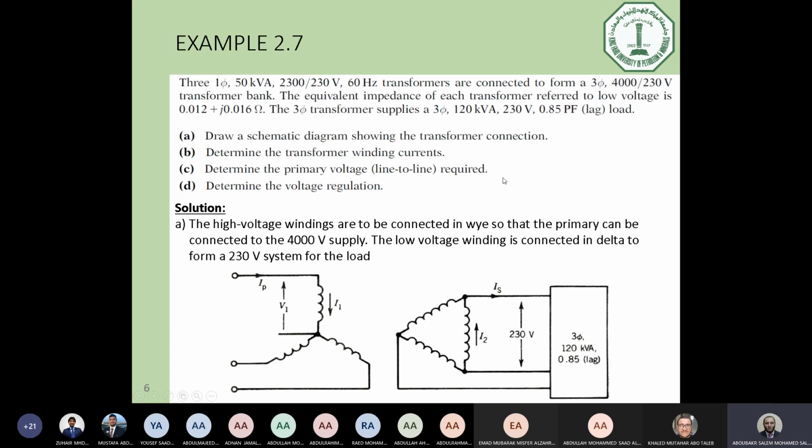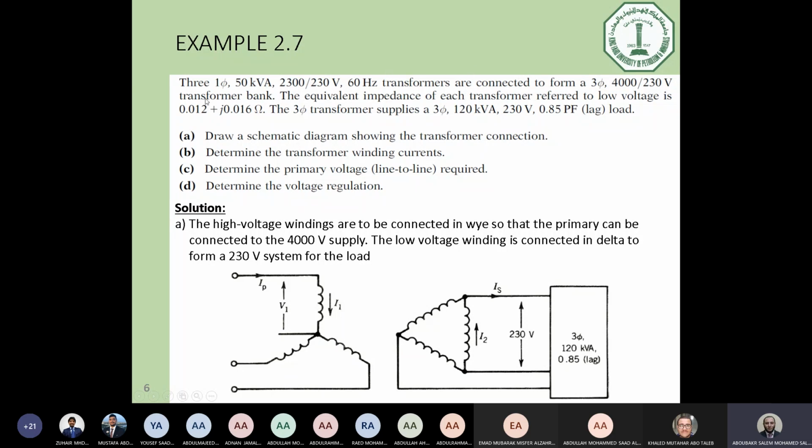Okay, let's have a numerical example in order to understand more the operation and transformation between three-phase equivalent and single-phase equivalent circuits. The example here says 3 single-phase 50 kVA, 2300 over 230 volts. So we have 3 single-phase transformers, and this is the S rated for one phase, and the V primary is 2300 and the secondary is 230, and the frequency is 60 Hz.